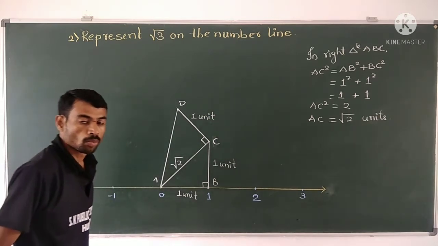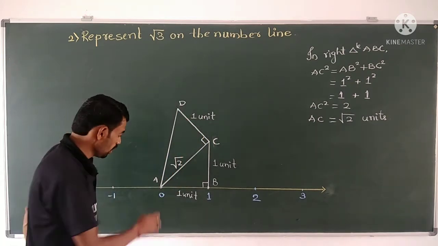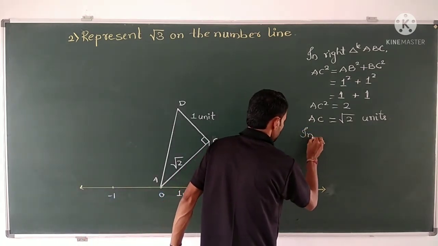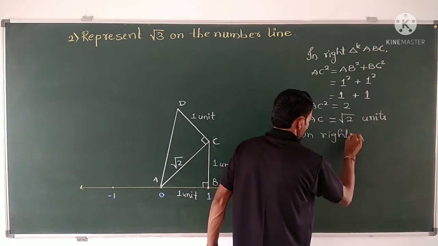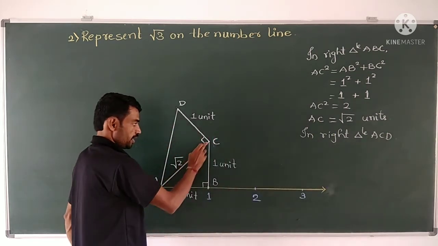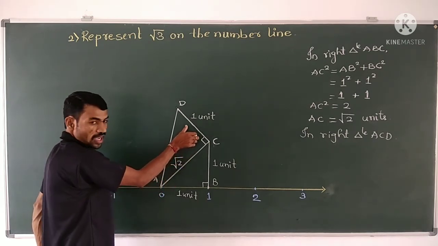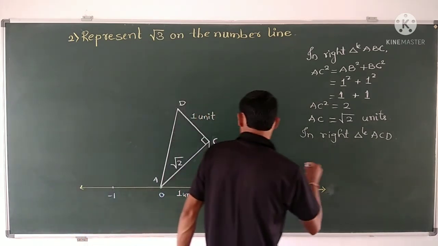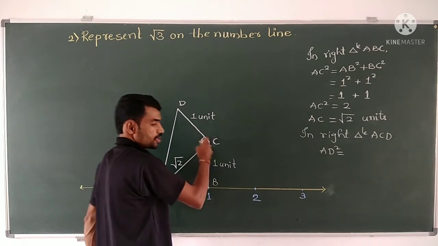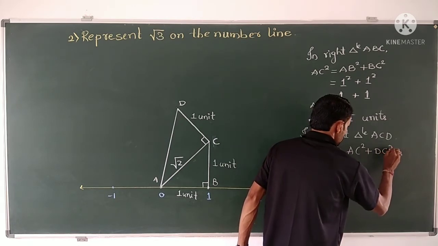You get one more right angle triangle, that is ACD. Then in the right triangle ACD, AD is the hypotenuse, so the square of the hypotenuse is the sum of squares of the other two sides. AD square is equal to AC square plus BC square.